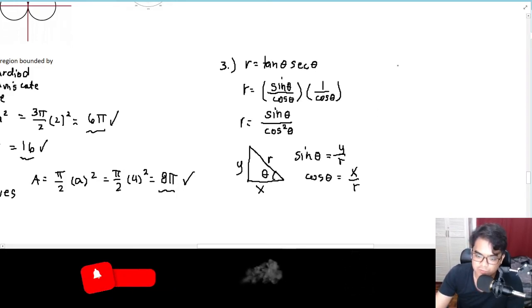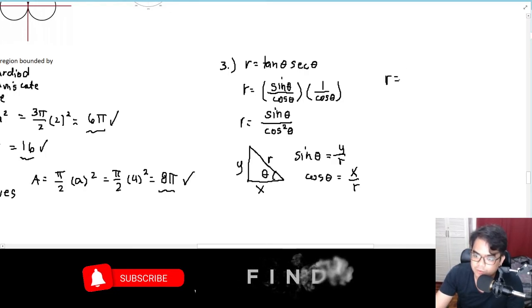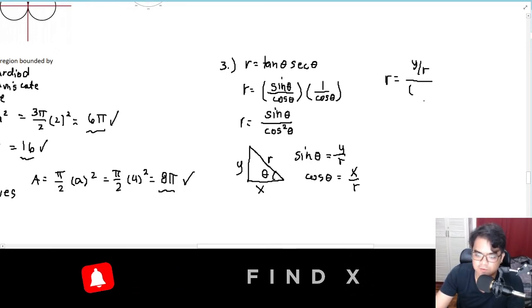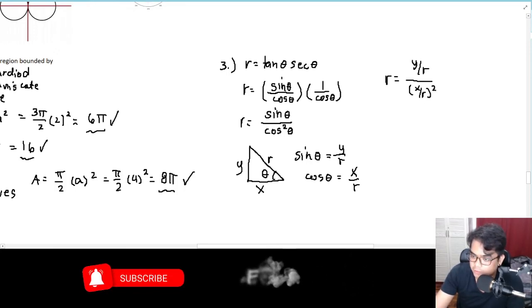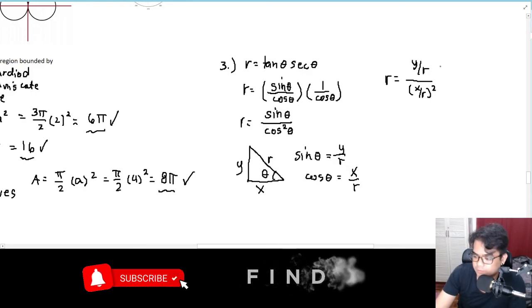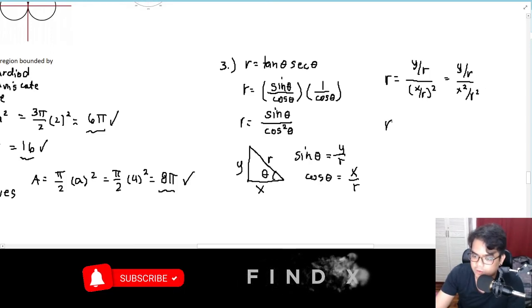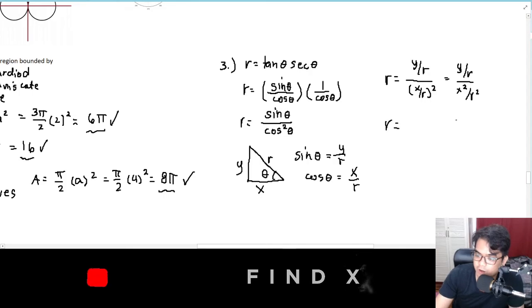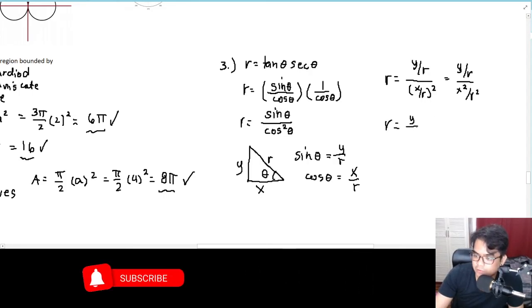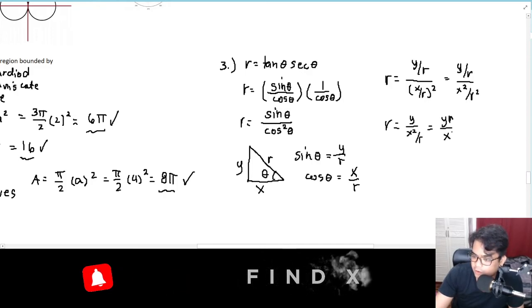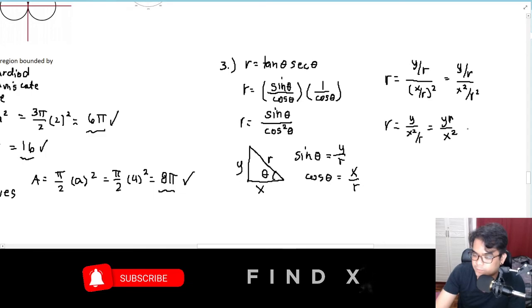So, let's substitute those values into that. So, r now will be equal to sine theta, which is y over r, and then cosine theta squared is x squared over r squared. So this will become y over r over x squared over r squared. And now you can cancel out one r. You'll have y over x squared over r, or equal to yr over x squared.